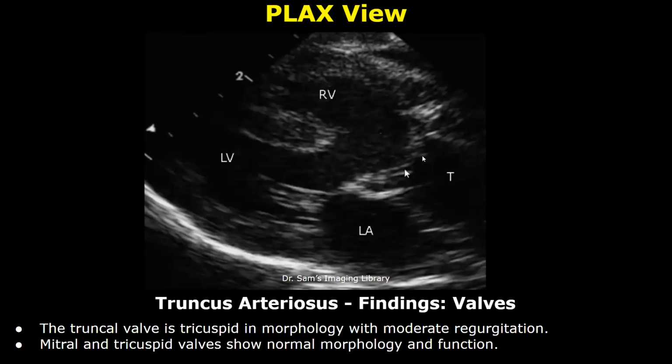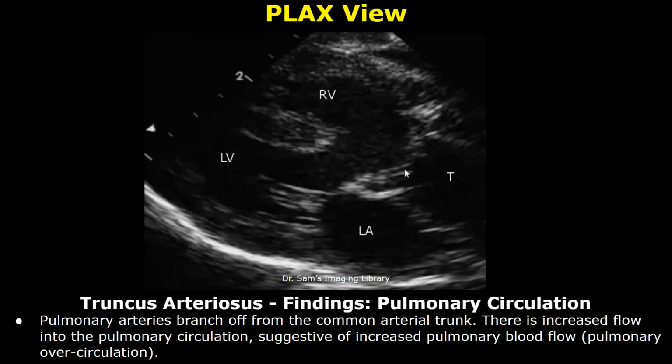These are the findings in the valves. The truncal valve is tricuspid in morphology with moderate regurgitation. Mitral and tricuspid valves show normal morphology and function. These findings are related to pulmonary circulation. Pulmonary arteries branch off from the common arterial trunk. There is increased flow into the pulmonary circulation, suggestive of increased pulmonary blood flow, that is, pulmonary overcirculation.